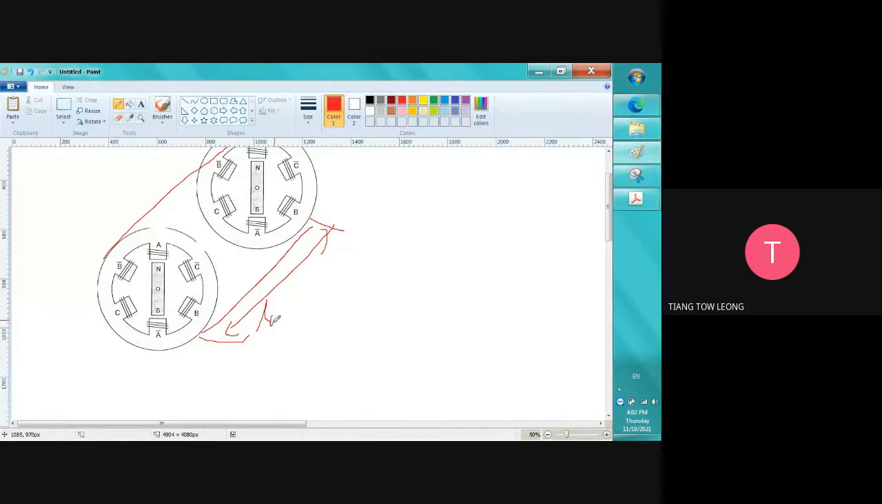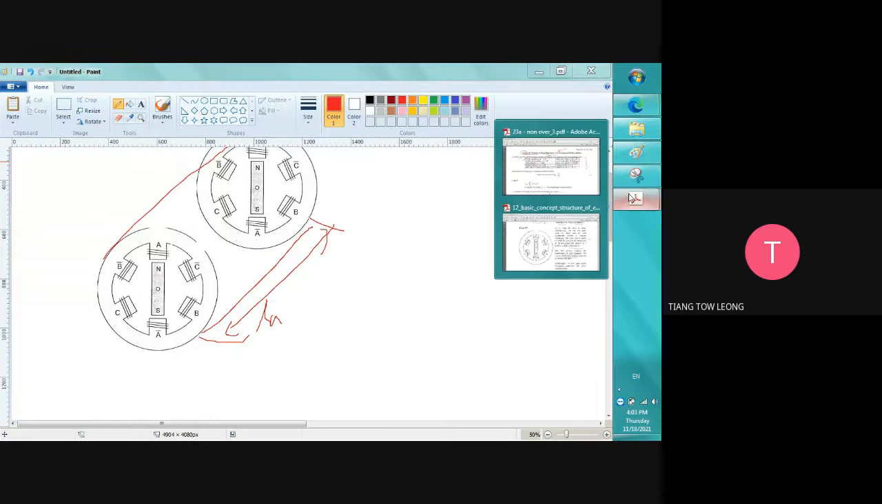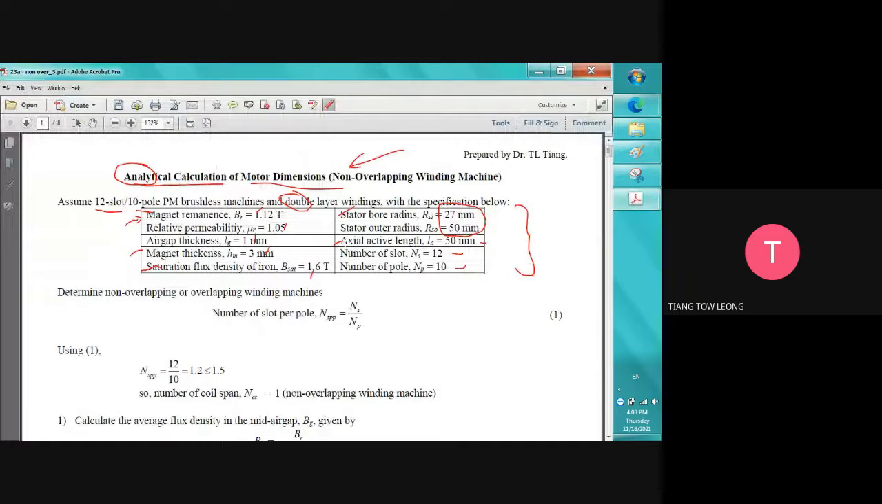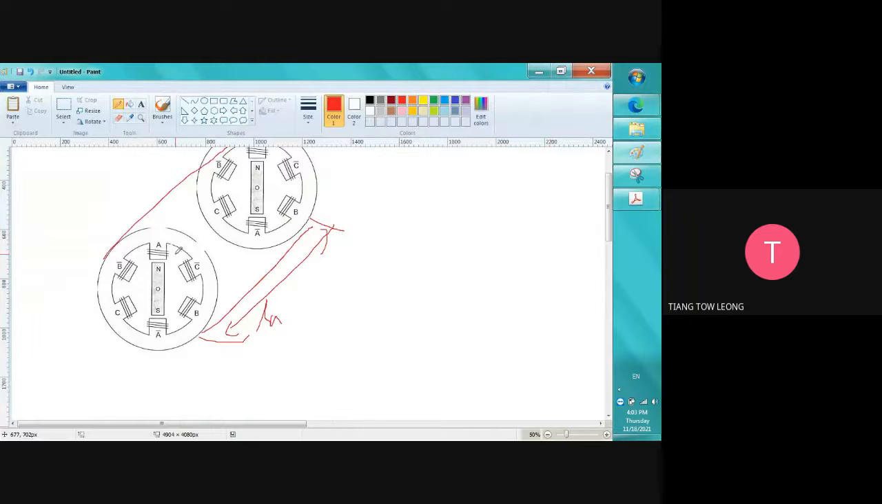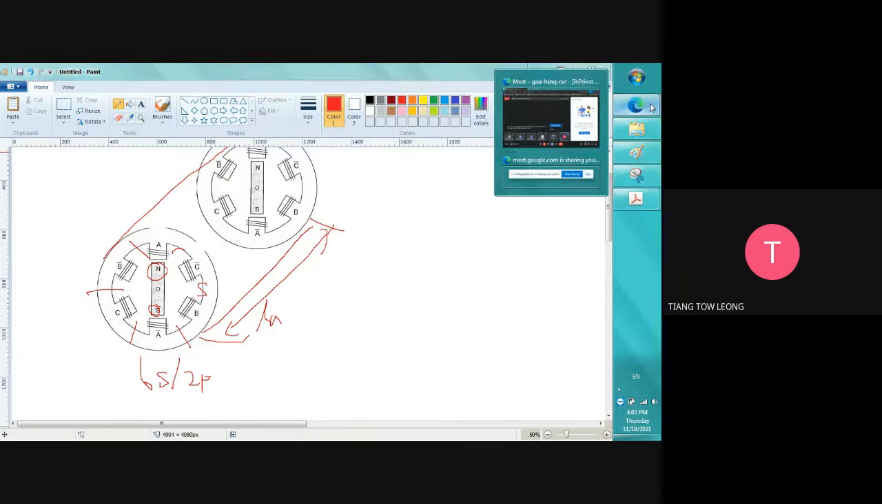This is the axial length, the length of the motor. And then the number of slots, for sure, and the number of poles. For example, how many slots do we have? Slot 1, slot 2, 3, 4, 5, 6. So this is a 6-slot machine. How many poles? 1 pole, 2 poles. So this is a 6-slot 2-pole machine.